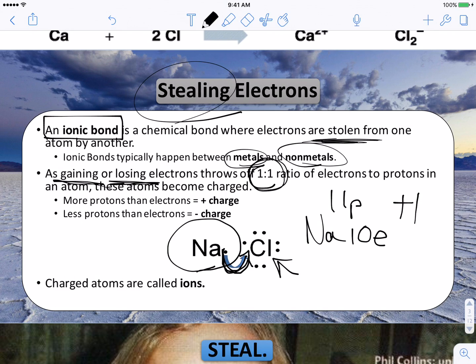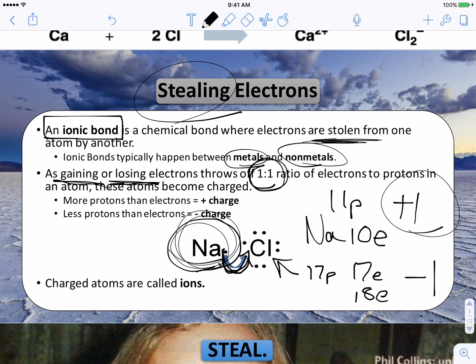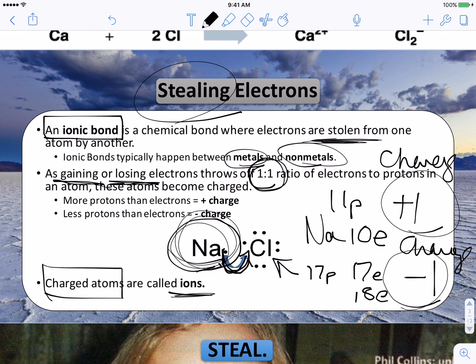Chlorine, on the other hand, remember that our 1-to-1 ratio of protons and electrons in a stable chlorine would be 17p and 17e. Well, now I have 18e because I just stole that electron from the sodium. Well, now, since I have one extra electron, I have a charge of -1 because electrons are negatively charged. So this is the charge here. When you have a charged atom, this is called an ion, hence the name ionic bonding. So this is the bonding between charged atoms.